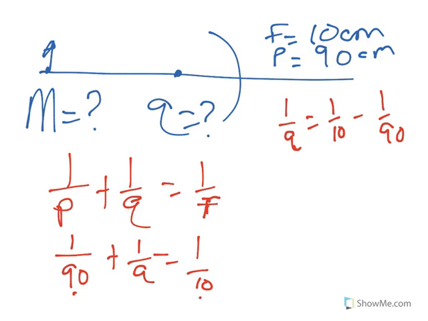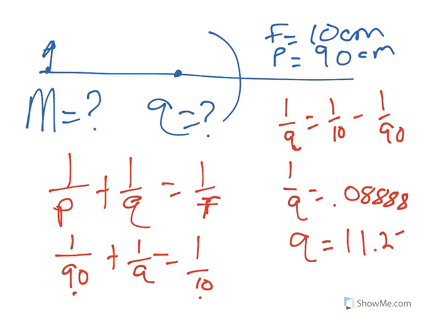a decimal number that is equal to 0.0888888. So 1 over Q is equal to 0.0888888, and it keeps going on and on. But that's not my answer, because it's got 1 over Q. So I've got to invert it. So I'm going to hit x to the negative 1, answer x to the negative 1, and you get 11.25. So that means Q is at 11.25.